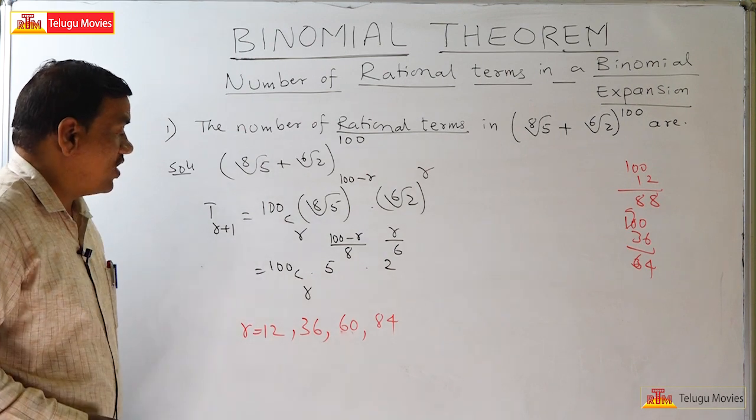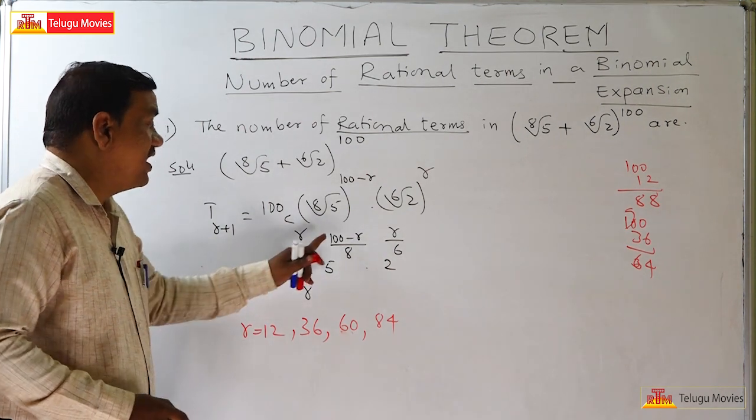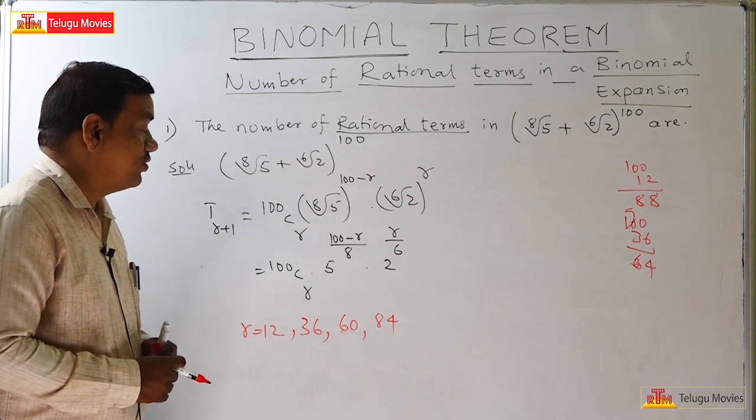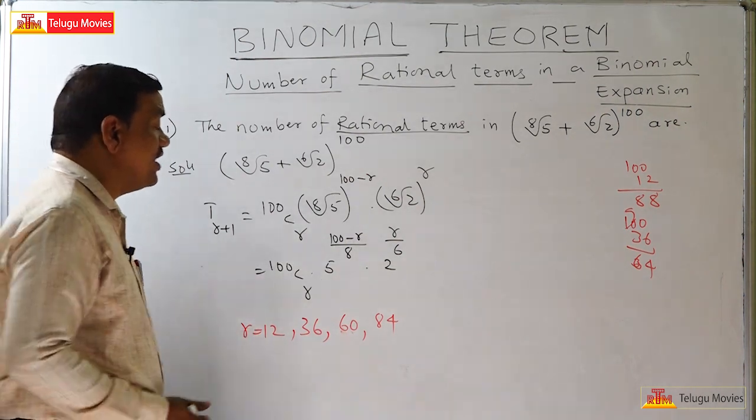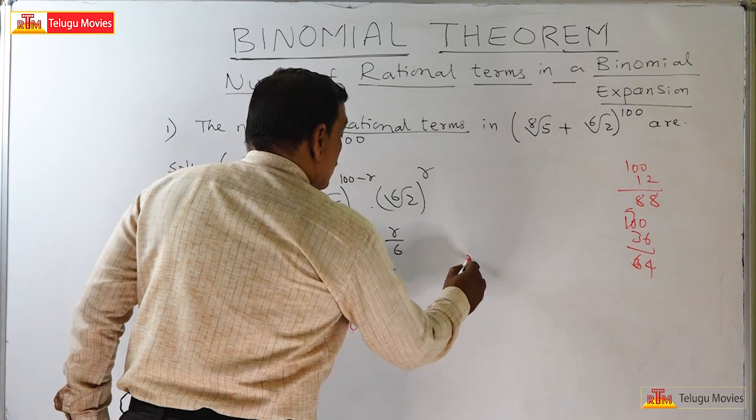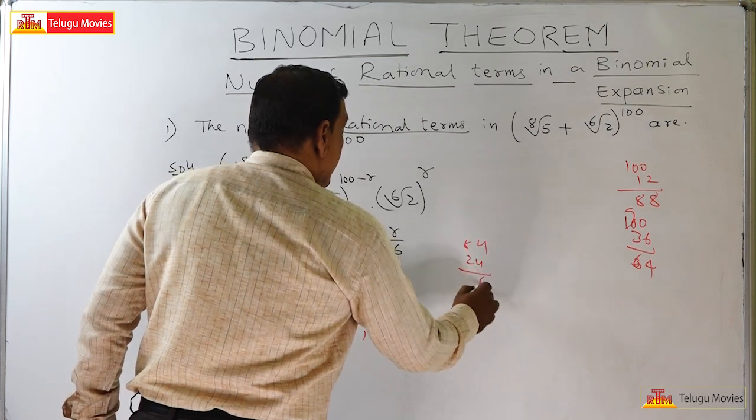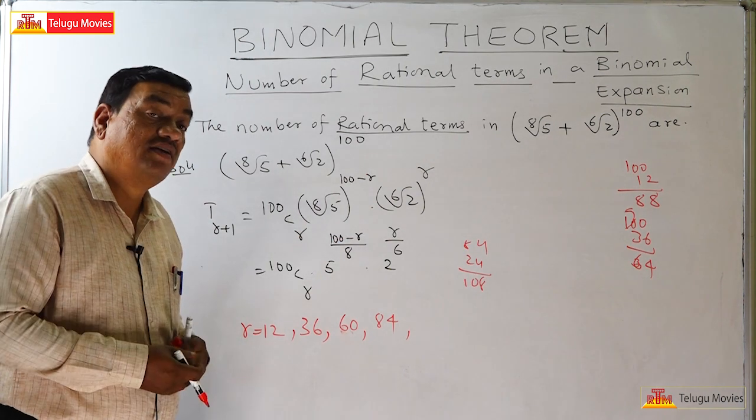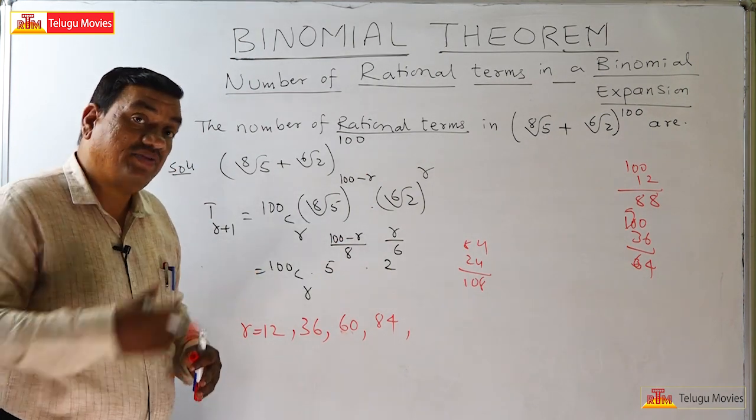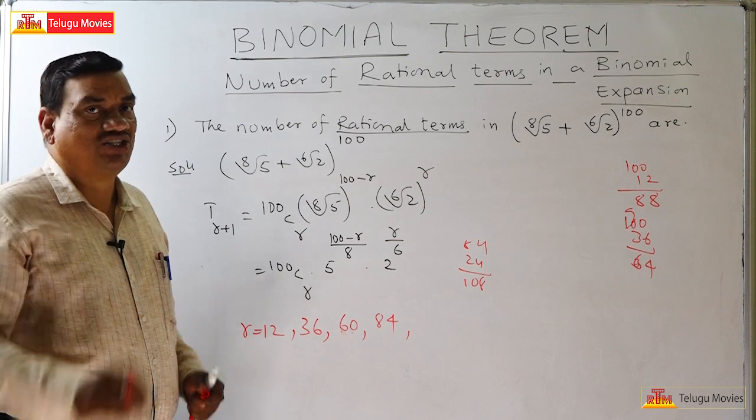Now let us check. 84 will be cancelled by 6. 100 minus 84 is equal to 16, and 16 by 8 will be cancelled. If you add again 24, 84 plus 24 is 108. 100 minus 108 will be negative, so that exceeds the range. Again you will get a rational number.